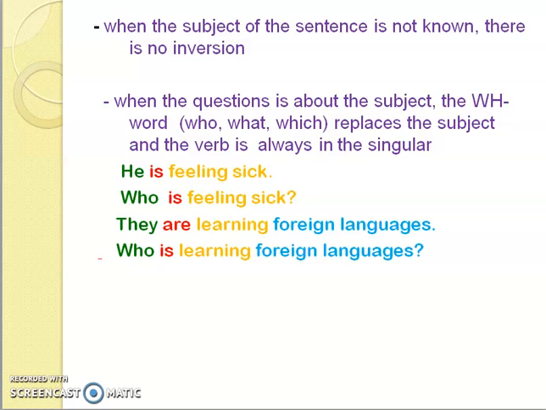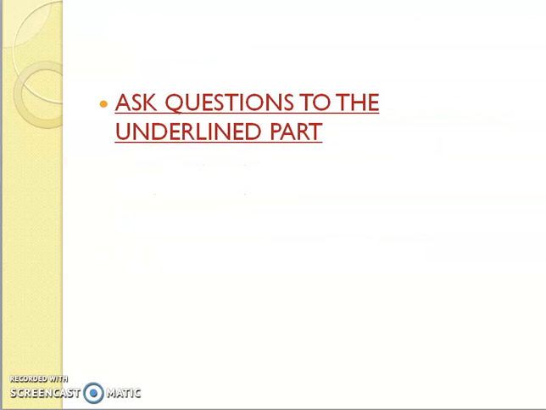When the question is about the subject, the WH word who, what, or which replaces the subject, and the verb is always in the singular. He's feeling sick. Who is feeling sick? They are learning foreign languages. Who is learning foreign languages? Dear students, you should ask questions to the underlined part.